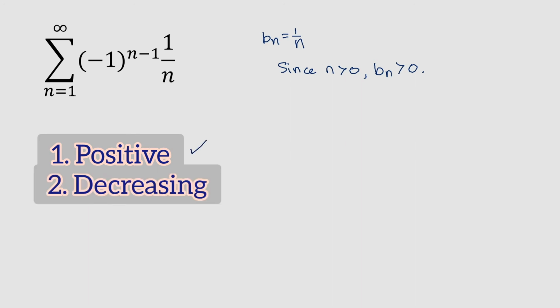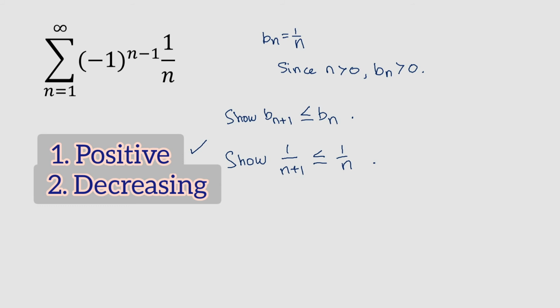Next, we need to establish that b sub n is decreasing. So we need to show that b sub n plus 1 is less than or equal to b sub n for all n. So what is b sub n plus 1? That is simply 1 over n plus 1. And of course, we know that we need to show that it must be less than or equal to b sub n, which is simply 1 over n.